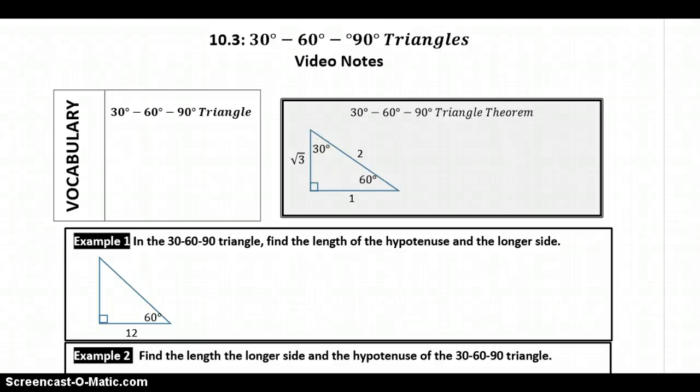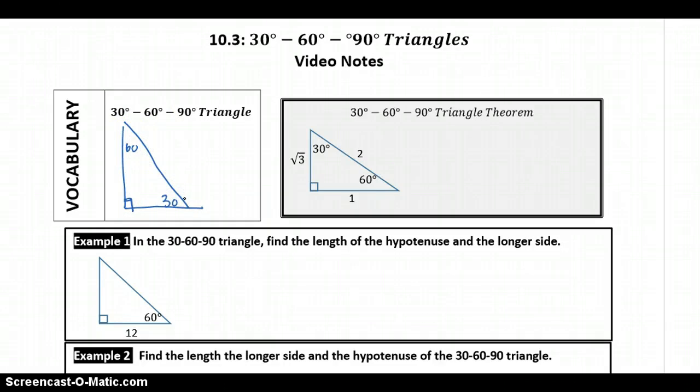Alrighty, this is video notes for section 10.3. We'll be talking about another type of special right triangle called a 30, 60, 90 triangle. Of course, we have our 90-degree angle, and our other two angles are 60 degrees and 30 degrees.